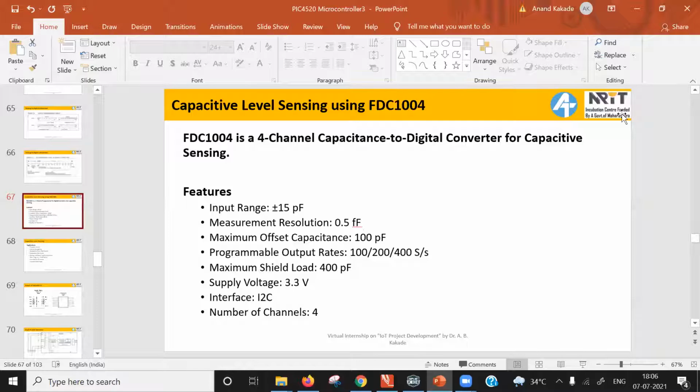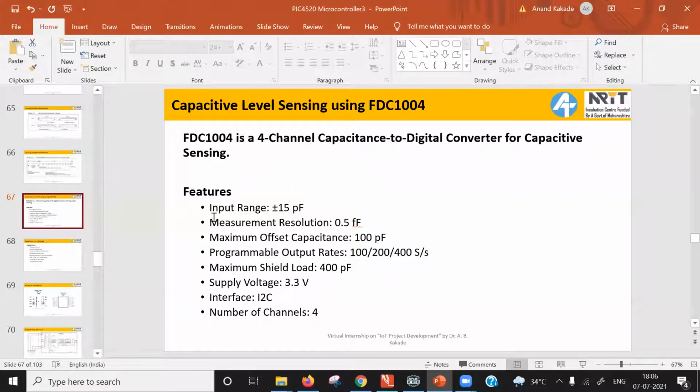So this I2C protocol we will implement for FDC1004 IC. Already I have discussed this FDC1004 IC. It is a 4-channel capacitance to digital converter IC. So it converts capacitance connected on one of the input channels to a 24-bit digital value. So the 24-bit digital value depends upon the capacitance value on the input channel. So this FDC1004 IC is used in a wide variety of applications.